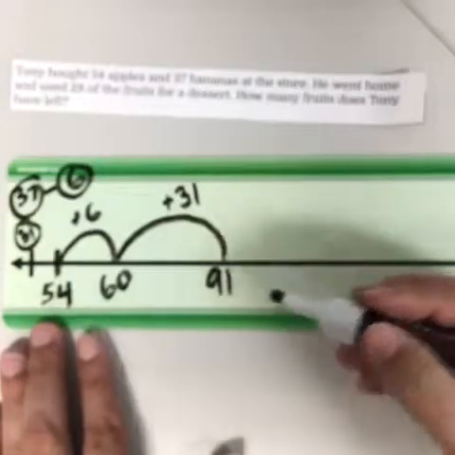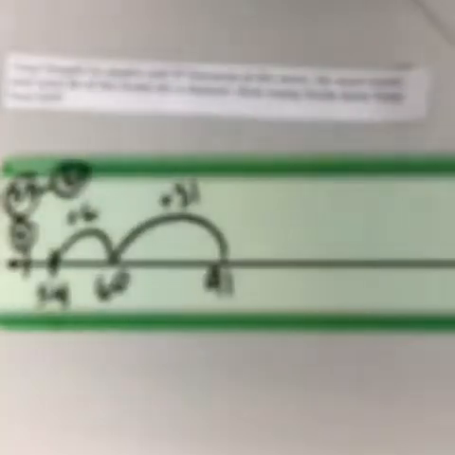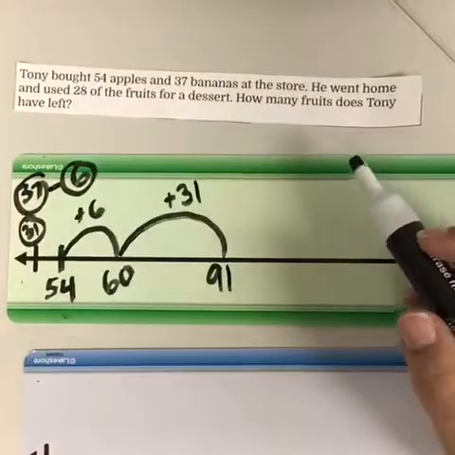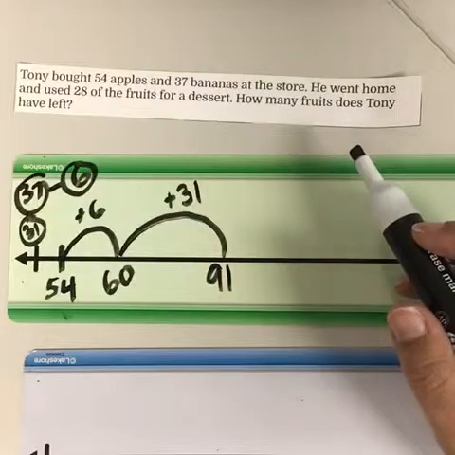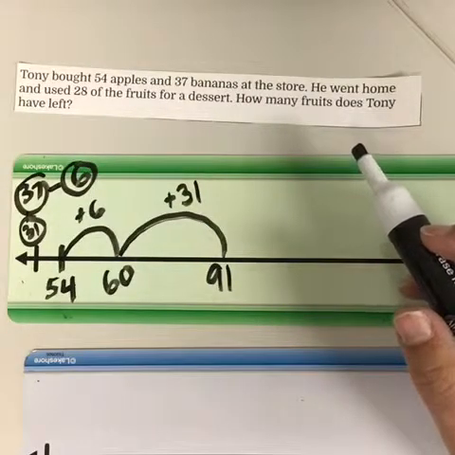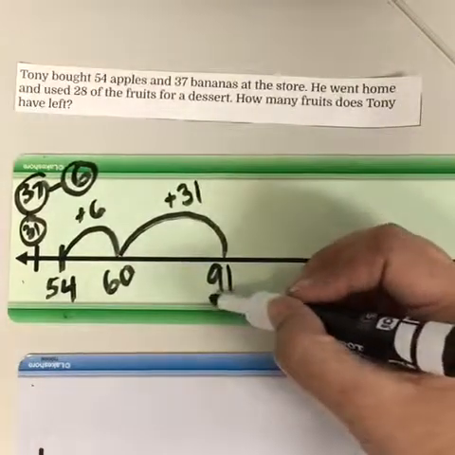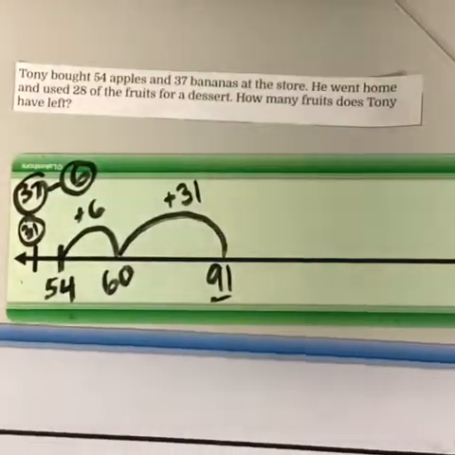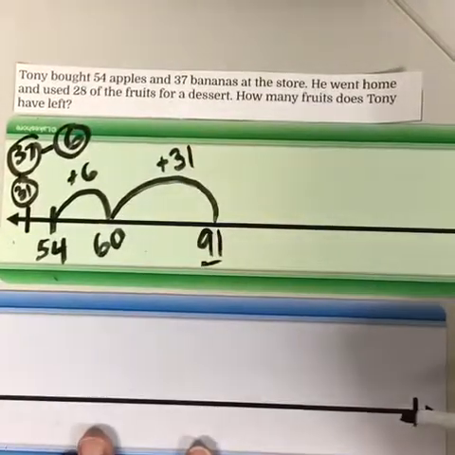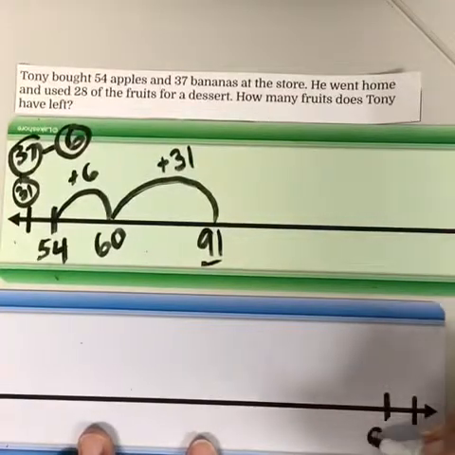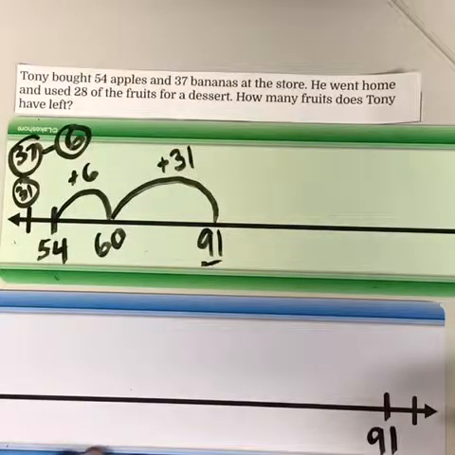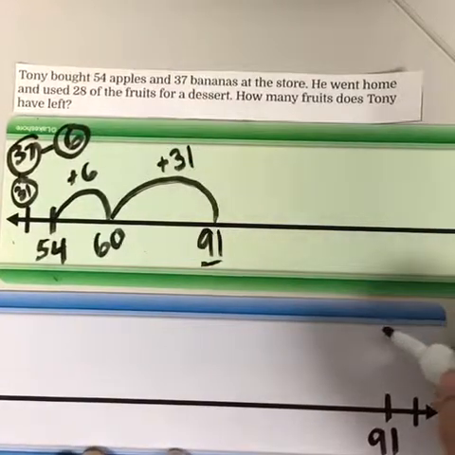At this point, the learner will know that they have 91 fruits in total, but if they continue to read the word problem, they'll see that it says, he went home and used 28 of the fruits for a dessert. How many fruits does Tony have left? So now that we know that Tony started with 91 fruits, we know we need to take some away. So on our next number line, we'll actually need to start at the right end of the number line with 91, how many fruits Tony had in total, and we know that he used 28 of the fruits for a dessert. So we know that we're going to be taking 28 away.